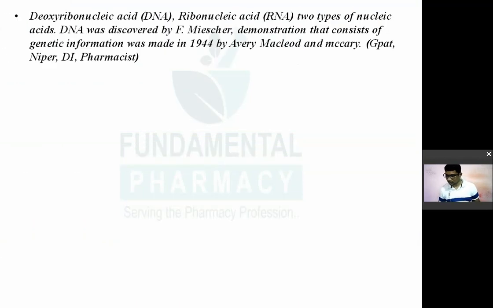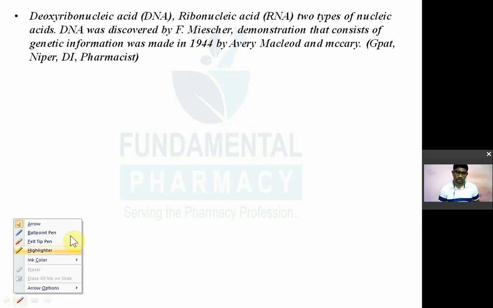So what are the nucleic acids? First, remember the nucleus. The term is made up of two parts, nucleus and acids. So what is nucleus? Nucleus occurs in the cell. Nucleus कहाँ पे होता है? Cell में होता है. So उसके अंदर जो acid है उसको बोलेंगे nucleic acid.